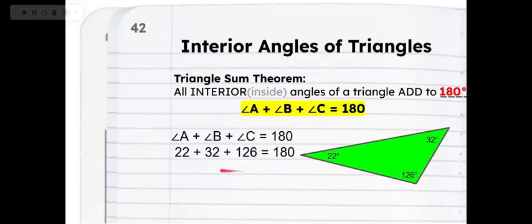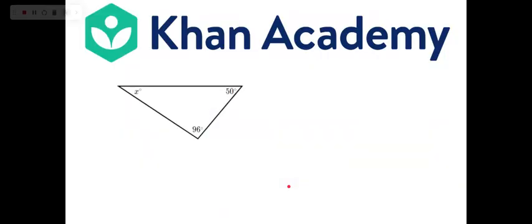And then to continue proving it, you actually do need to finish the problem. I'm going to combine like terms. You do the same thing if they're on the same side. And I get 180 equals 180 on the right side. So good. Let's do another one.